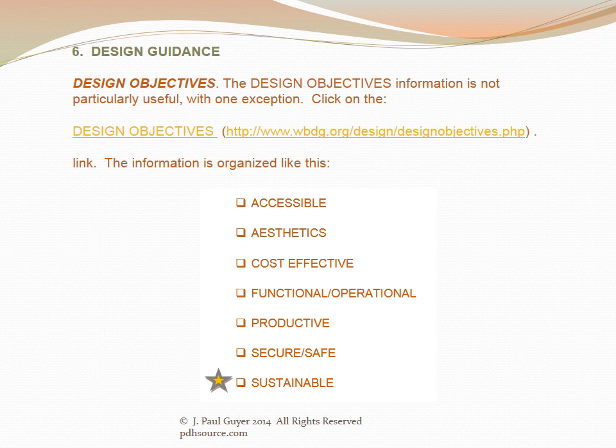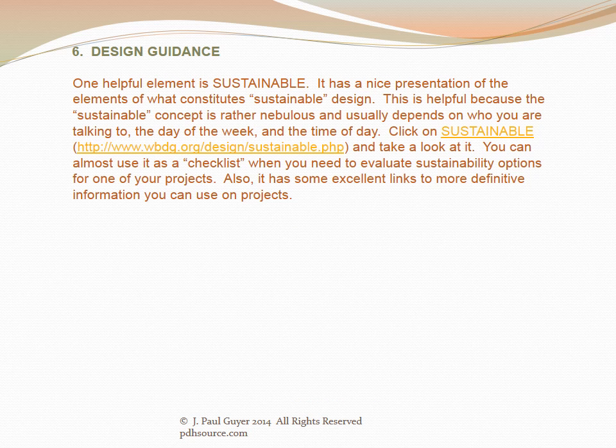Clicking on Design Objectives, the Design Objectives information is not particularly useful with one exception. Clicking on that link, the information is organized as indicated: accessible, aesthetics, cost-effective, functional, operational, productive, secure, safe, and sustainable. The only one of these submenus that is of some value is the sustainable. It has a nice presentation of the elements of what constitutes sustainable design.